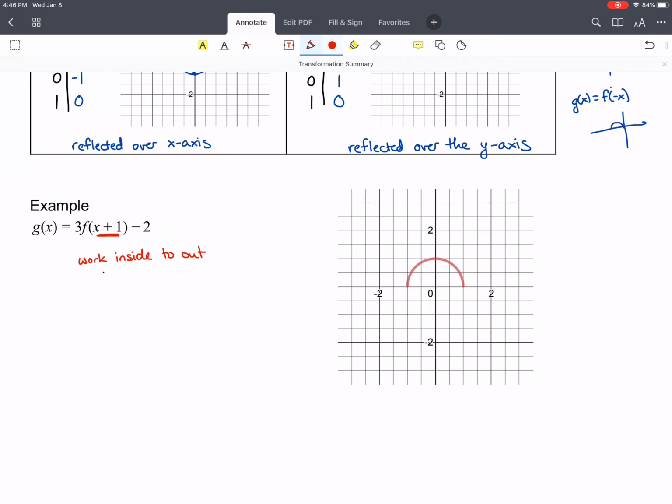So the first thing I notice is that inside I have a horizontal shift, and I have to remember that the plus, does that move me right or left? So I have a horizontal shift, and hopefully you are able to answer that it was left by 1. So if I just graphed f of x plus 1, what I would see is my whole graph shifted left by 1.